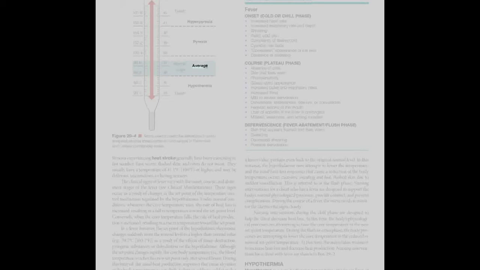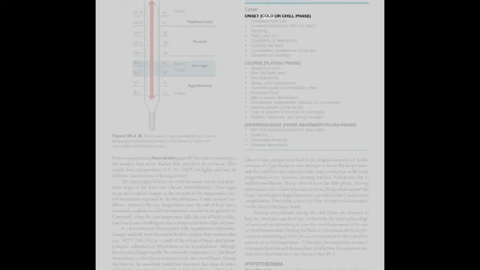Average. Pyrexia. Hyperpyrexia. Hypothermia. Figure 29-4: Terms used to describe alterations in body temperature, oral measurements, and ranges in Fahrenheit and Celsius (centigrade) scales. Clinical manifestations.